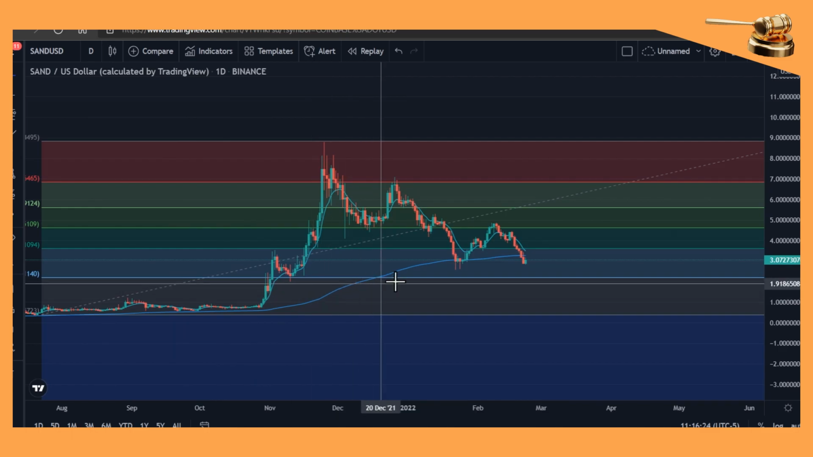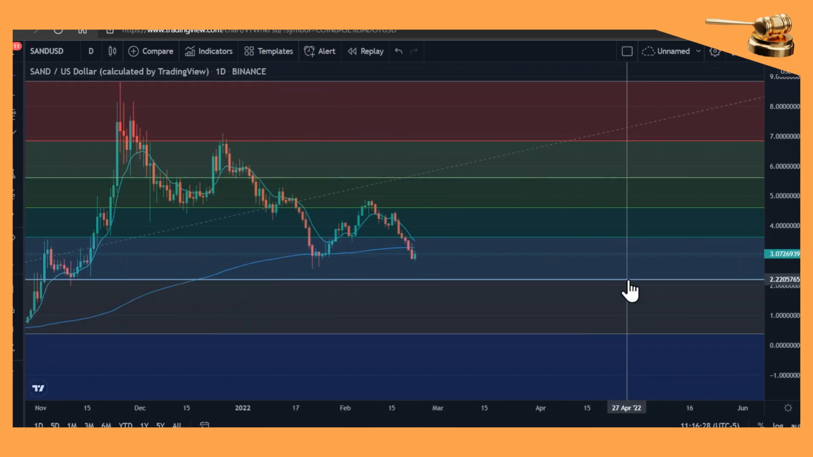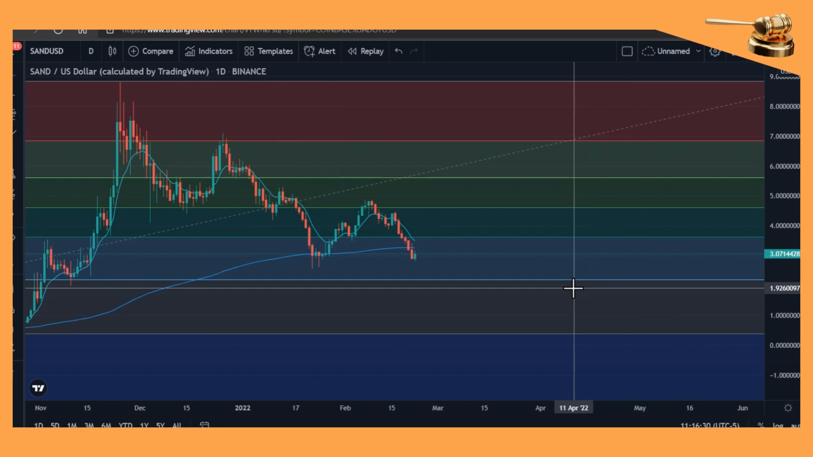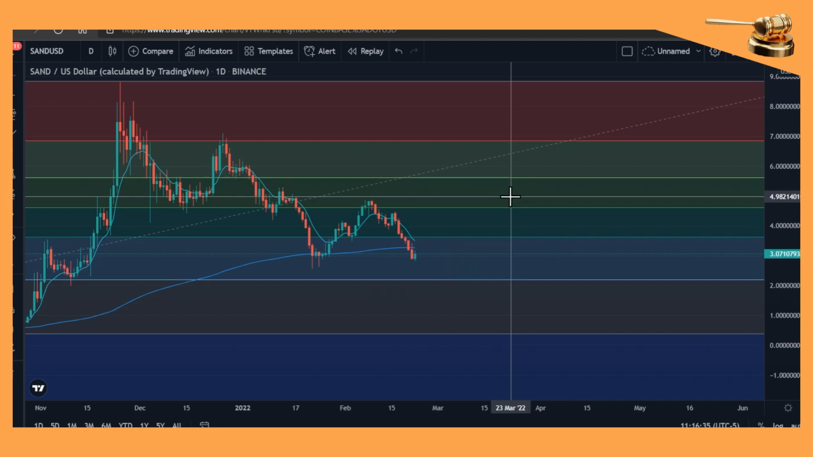Even on the daily, we are sitting on the 200 EMA, so hopefully we can get a bounce. But right now, it's just looking a little bit suspect. We might expect a little bit more downside, but I'm really hoping that we can get a bounce here and get a reversal back up there to the upside.